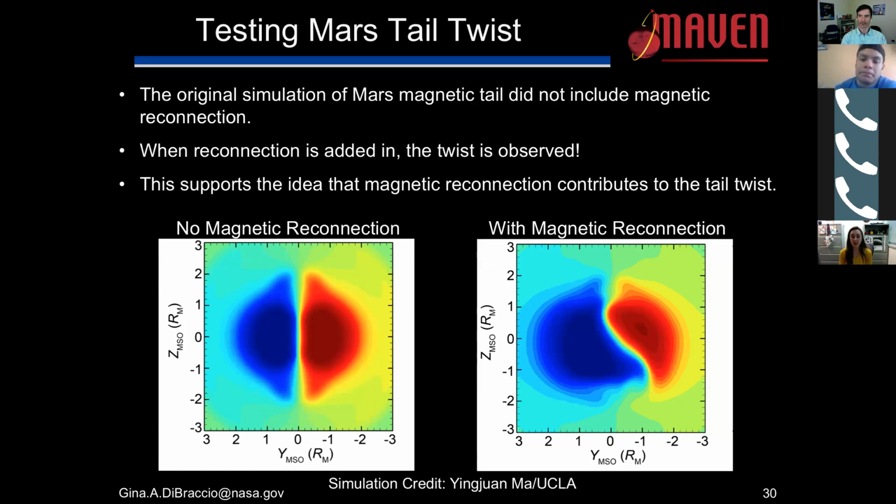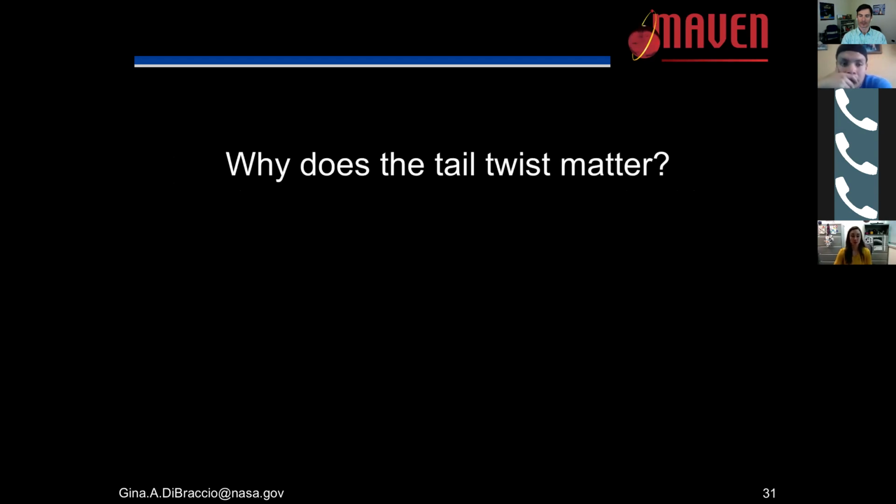So when we add the reconnection into our model, we see that that tail twist is now observed. So we've seen the twist observed in the data. We've seen it in some of the other simulations that I've showed you. But now when we're trying to look at specifically these large lobes where they're located, we see that if magnetic reconnection is included, we get this twist that we've been observing in the data. And so that helps us to understand this new tail structure at Mars.